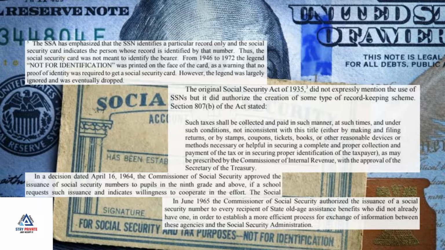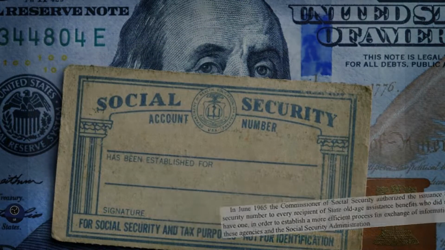In June 1965, the Commissioner of Social Security authorized the issuance of a Social Security number to every recipient of state old age assistance benefits who did not already have one, in order to establish a more efficient process to exchange information between these agencies and the Social Security Administration.